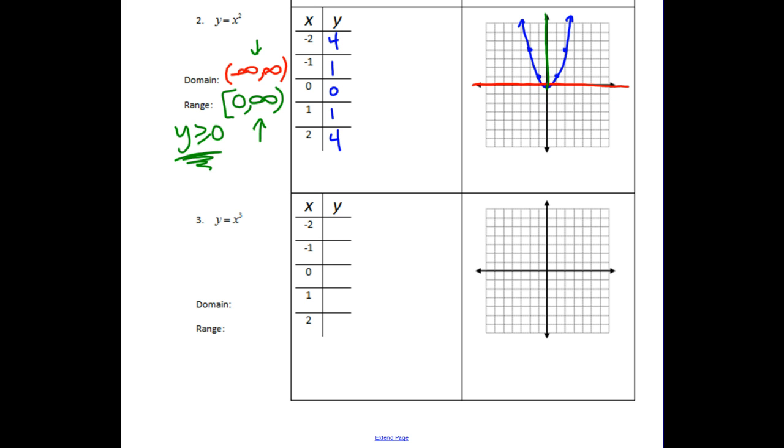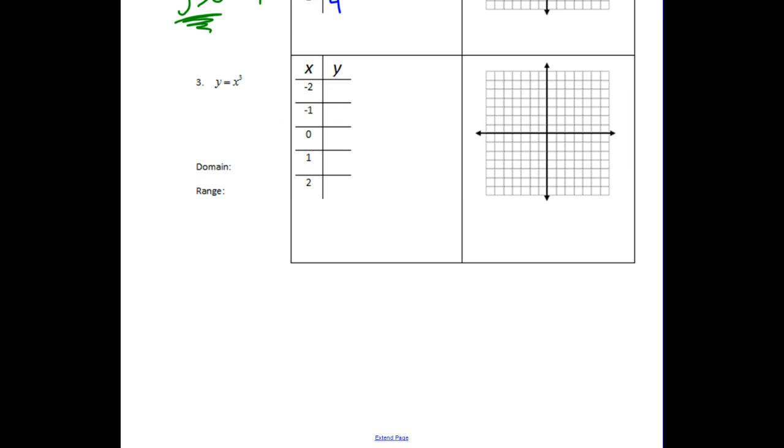All right, now let's go to the cubed part. So again, I picked certain numbers that I'm going to plug in there. And again, we're going to plug in our x's to find our y's, and we'll get -8, -1, 0, 1, and 8. And let's graph each of those points and then graph the line. All right, and that's the curve that's going to make.